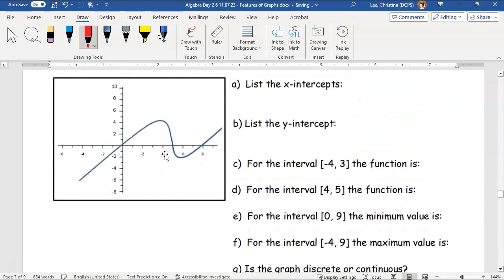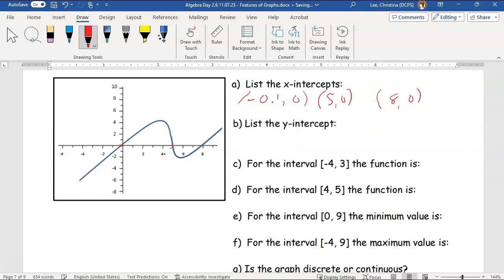All right, for this one, we're listing the x-intercepts, so that's where it's crossing the x-axis. Here, that's not quite 0, 0. We'll say negative 0.1 comma 0. And then we have another one over here, which is 5 comma 0. And just about there, right before the 8, we'll say it's 8 comma 0.